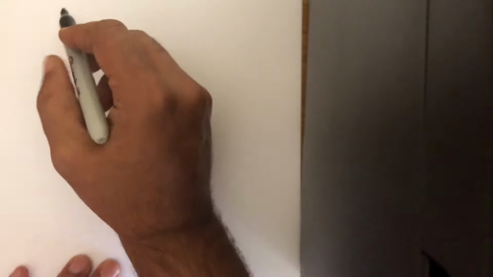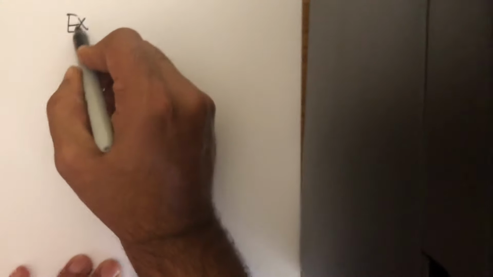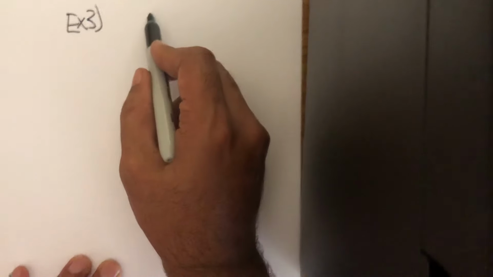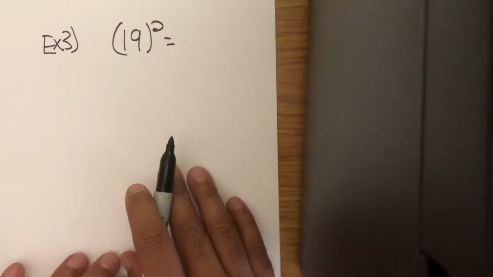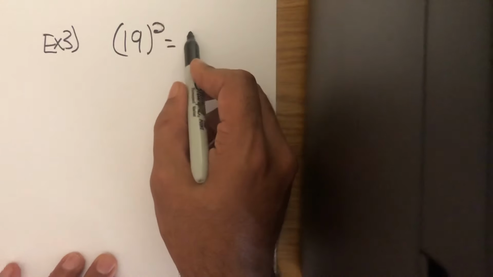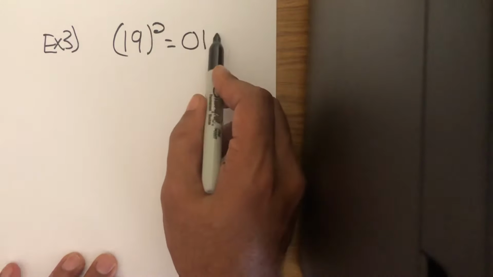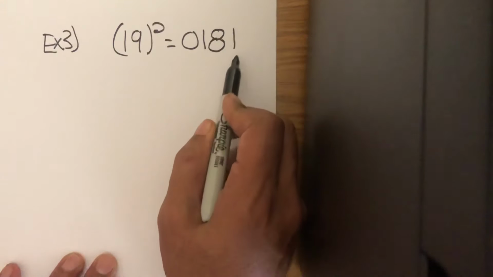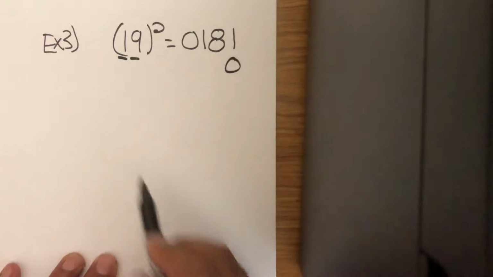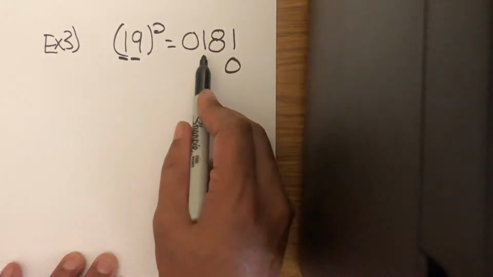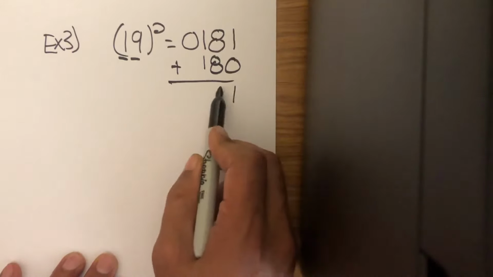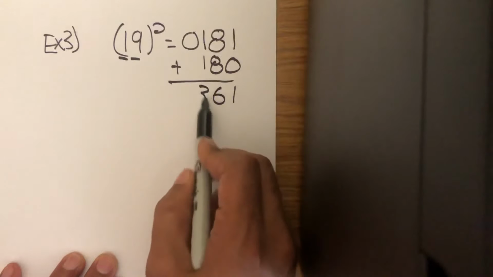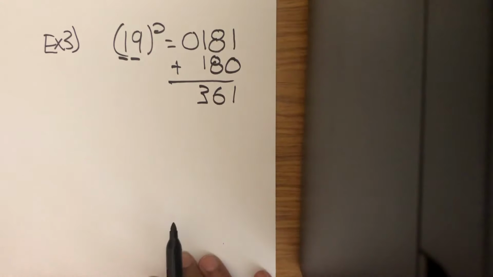Okay, so let's do example 3 now. What is 19 squared? So 1 times 1 is 1, but I have to put 2 digits, so 0, 1. What's 9 times 9? 81. Put a 0 here. What's 1 times 9 doubled? That's 18. So I put an 18 here, add everything, 1,361. Okay, let's keep going.